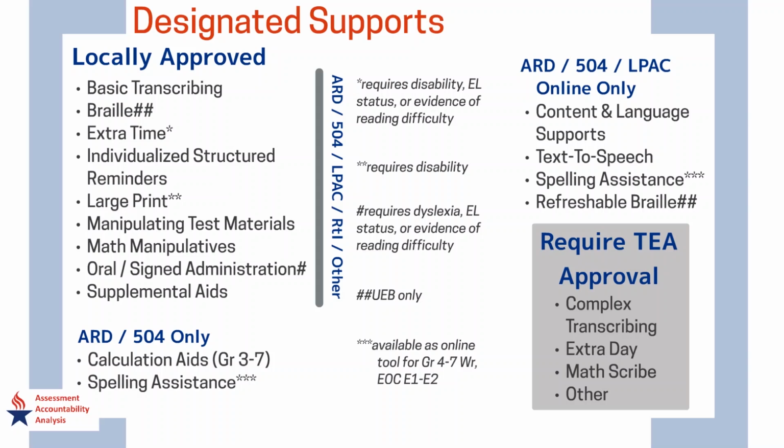To the upper right are the 3 embedded supports available only in the online edition of STAR to Special Ed, 504, and EL students. You'll notice spelling assistance listed twice on this frame because it can still be offered in its traditional form and as an embedded online support. Last, to the lower right are the 4 supports that require TEA approval, all of which have their own specific eligibility requirements.